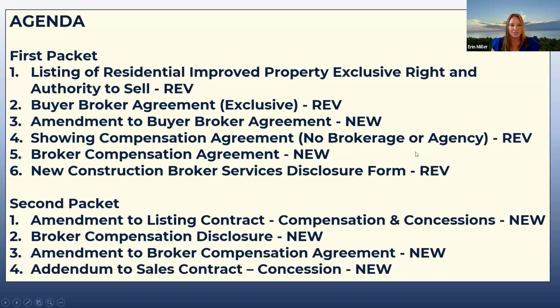Number 5 is the broker compensation agreement. That is between brokers, a listing broker to a buyer broker. That compensation agreement is the documentation that you would need if you're expecting compensation from a listing broker to your buyer's broker for services on behalf of a buyer in your transaction. Number 6 is the new construction broker services disclosure form. Again, a form that already existed in the library that has been updated to comply with the rules regarding disclosure of broker compensation. If you use this form for new construction, know that you will also still need a buyer broker agreement. It's just related to some of the services you may provide on behalf of a new construction buyer.